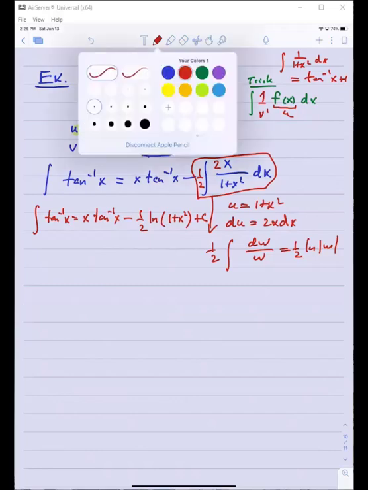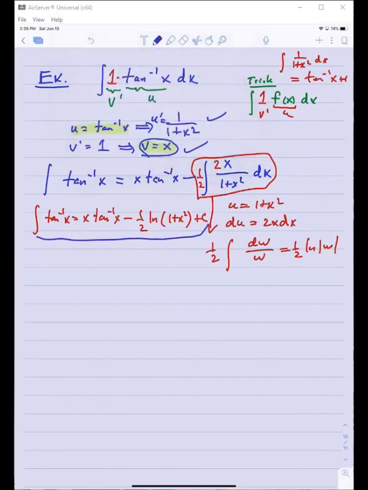Okay, there is my antiderivative. And it seems almost like I got something from nothing. I just introduced a factor of 1, which is already there invisibly, called that v prime, created an integration by parts problem. And when I did, notice what happened.